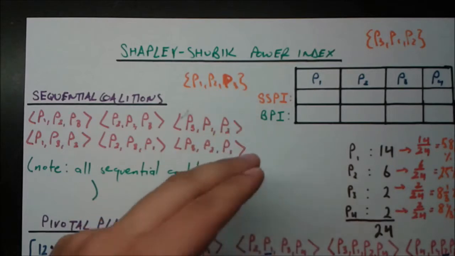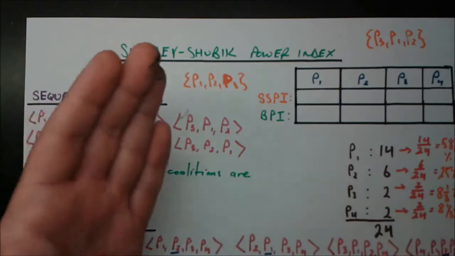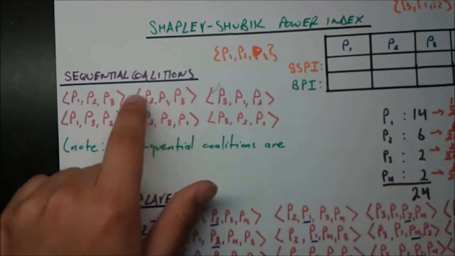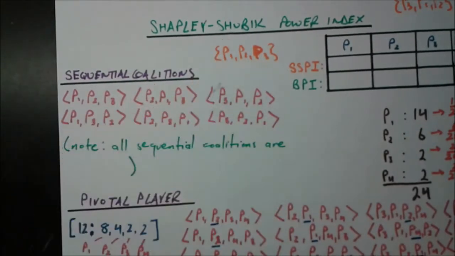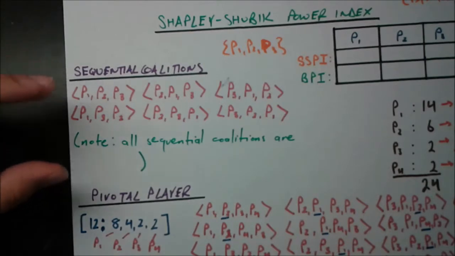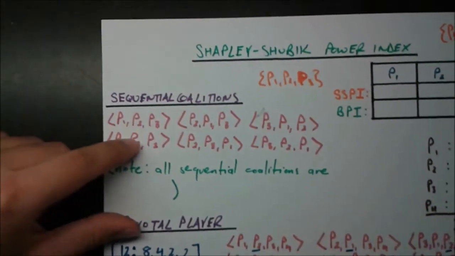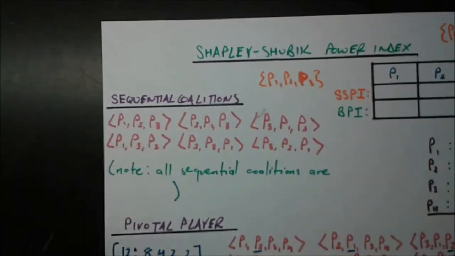To distinguish between regular coalitions with the Banzhaf method and sequential coalitions with the Shapley-Shubik method, we'll be using arrow brackets instead of curly brackets. So again, with 3 players, we have 6 different sequential coalitions. How many do we have with 4 players or 5 players? Well, it's pretty simple to do if we just do a little bit of math.